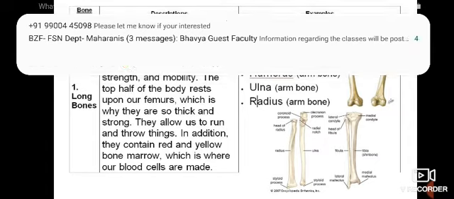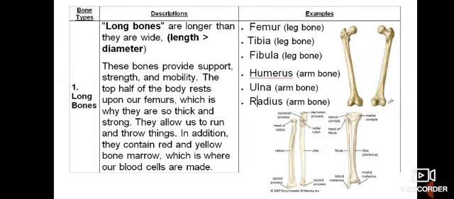We will be discussing different types of these bones. Now we will see what long bones are. They are longer than they are wide. That means to say their length is more than their width. These bones provide support, strength and mobility. The top half of the body rests upon our femur. Femur is the thigh bone, the longest of the long bones, which is why they are so thick and strong.